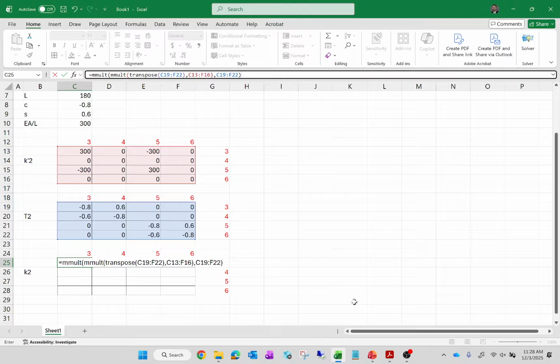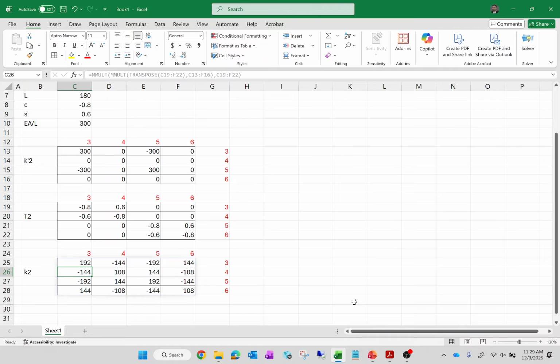Here's what I did. I said, let's do M mult of the transpose of T and K prime, and then M mult of that and T. That's what I did. What you're saying is do this, get an answer, and then multiply that times T. That'll work too. Either one works. But when we press enter, we should get something like this.